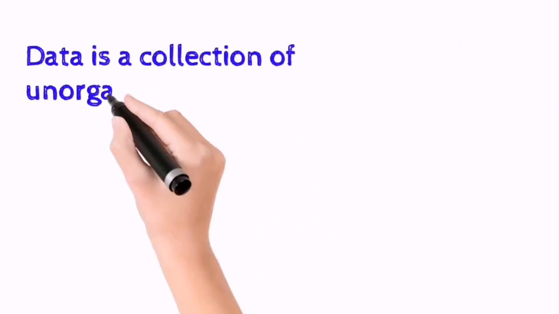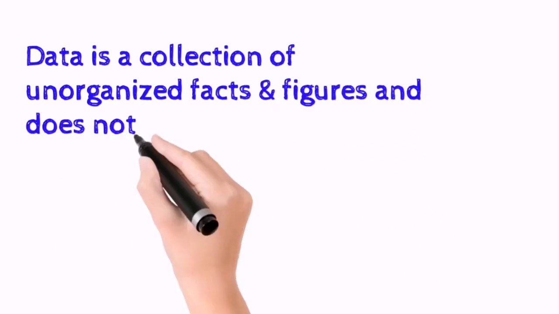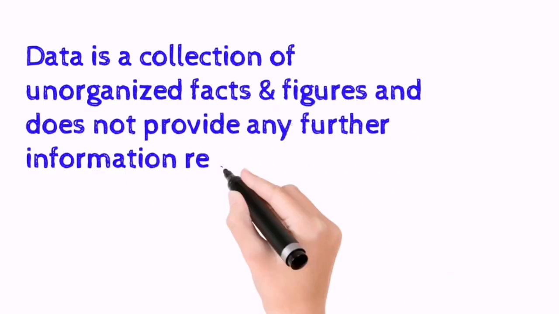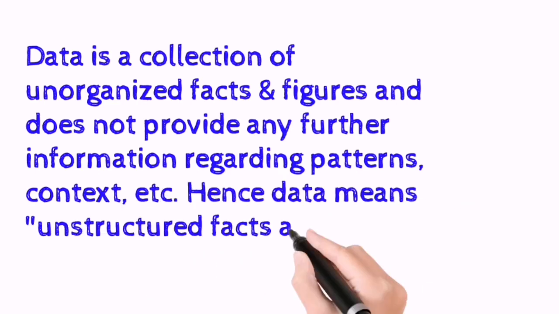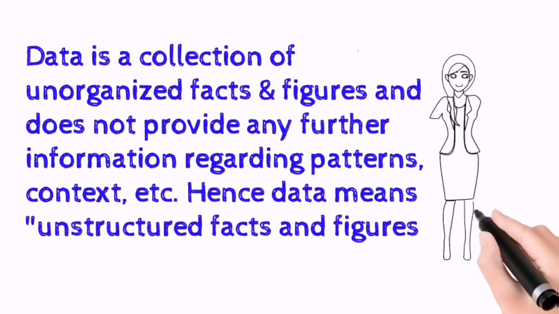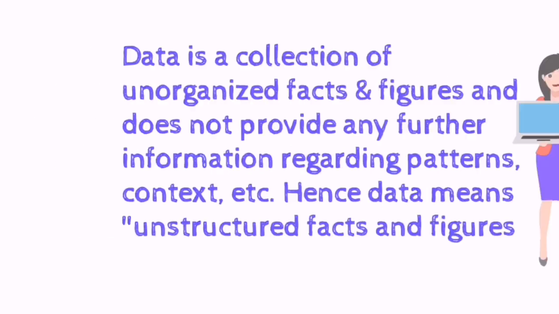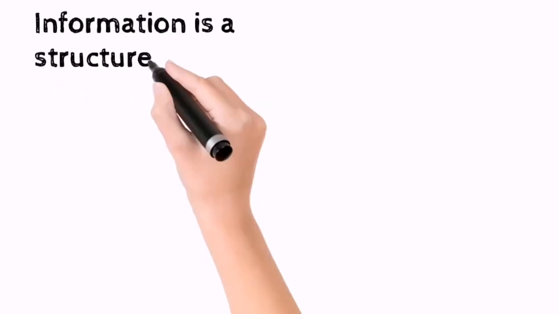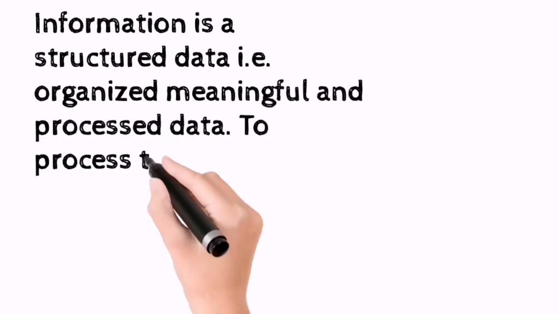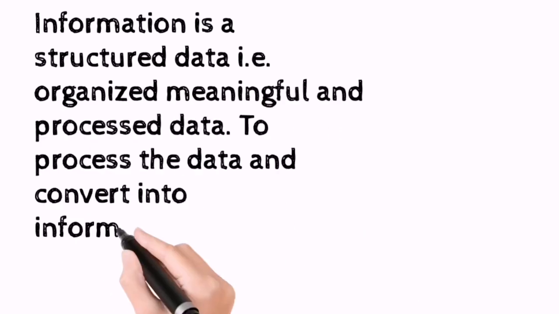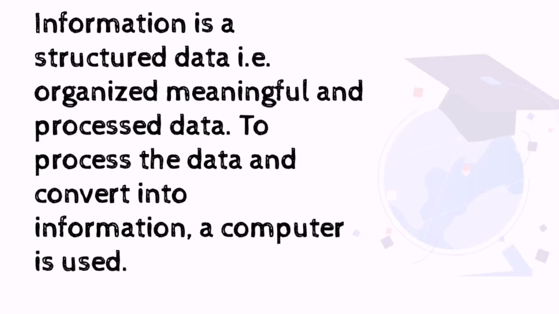Data is a collection of unorganized facts and figures and does not provide any further information regarding patterns, context, etc. Hence, data means unstructured facts and figures. Information is structured data, i.e., organized, meaningful, and processed data. To process the data and convert it into information, a computer is used.